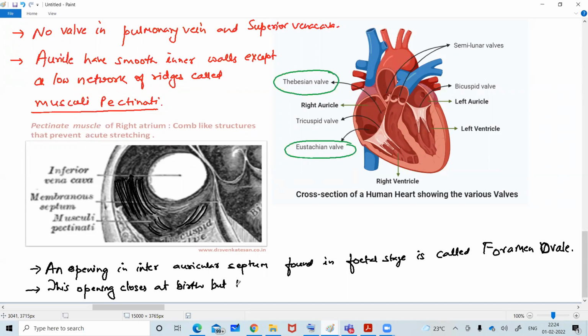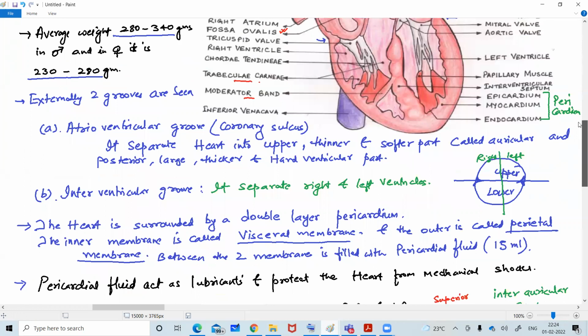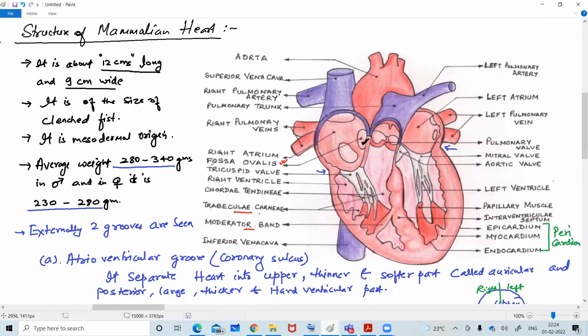but the scar is seen, which is called fenestra ovalis, also called fossa ovalis. Fossa ovalis. Now let me show you these two things. Fossa ovalis is here, which I was showing you. This is the hole. Sometimes it doesn't get healed up. Then the problem is created.